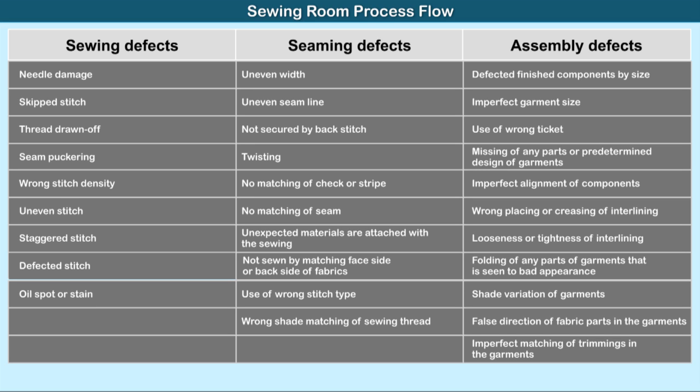imperfect alignment of components, that is button, hook and so on in proper place, wrong placing or creasing of interlining, looseness or tightness of interlining, folding of any parts of garments that is seen as bad appearance, shade variation of garments, false direction of fabric parts in the garment, imperfect matching of trimmings in the garment.